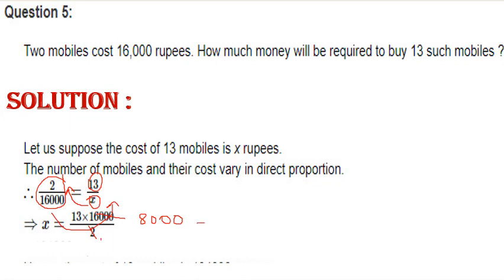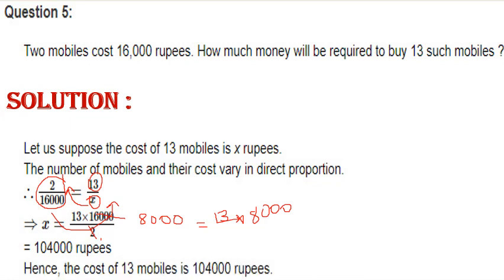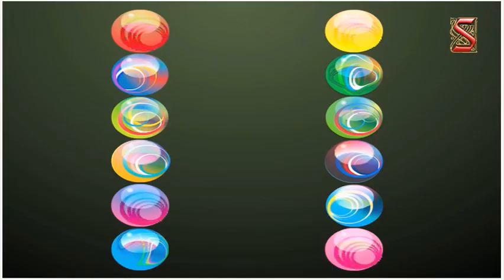In the numerator we have 13 into 8,000, and 13 into 8,000 would be 104,000 rupees. So therefore the final answer would be the cost of 13 mobiles is 1,04,000. Let us consider one more example.